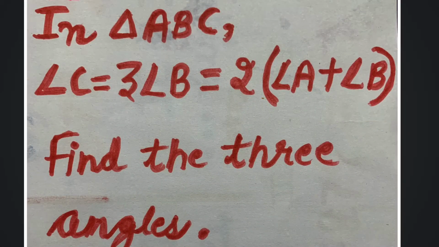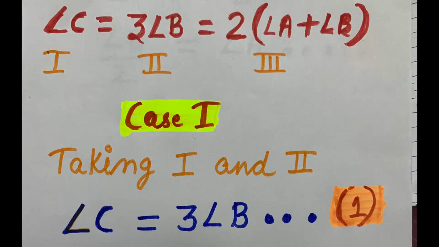Hello children, let's start today with question number 5 of exercise 3.7. The question is: in a triangle ABC, if angle C is equal to 3 angle B is equal to 2 of angle A plus angle B, find the three angles. Children, what is given to us means these three terms are equal.